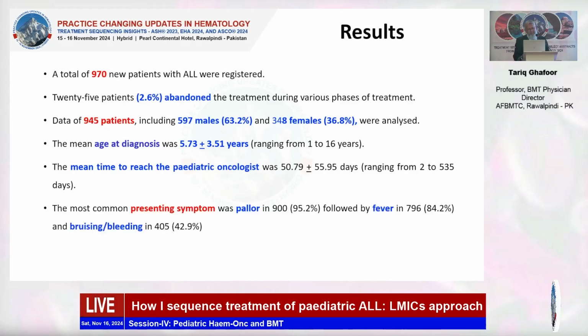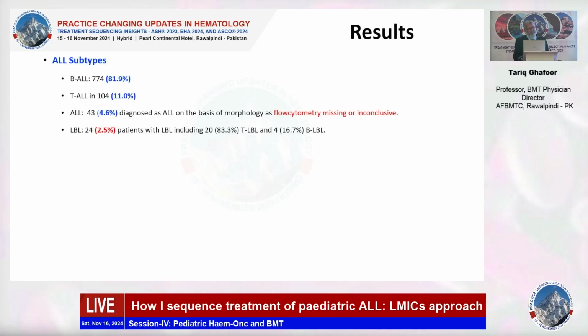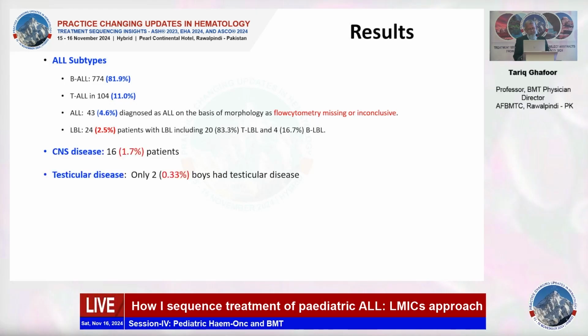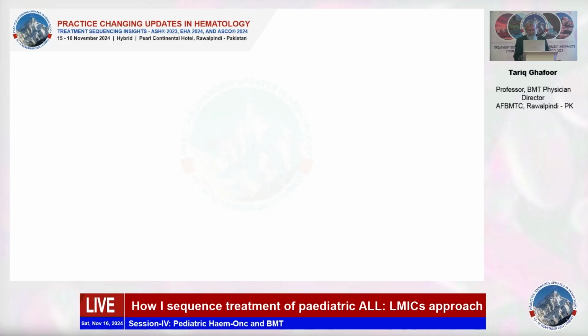The most common presenting symptoms were pallor, fever, and bleeding, bruising. Among subtypes, B-ALL was the commonest, about 82%, followed by T-ALL. About 5% of patients we could not classify because flow cytometry was missing or inconclusive. CNS disease was less than 2%. Only 2 children, both male, had testicular disease. Cytogenetics were available in about 60% of patients, and the majority of them were normal.